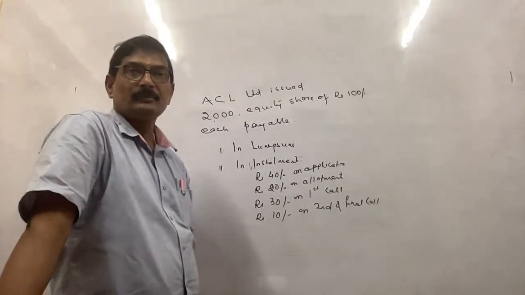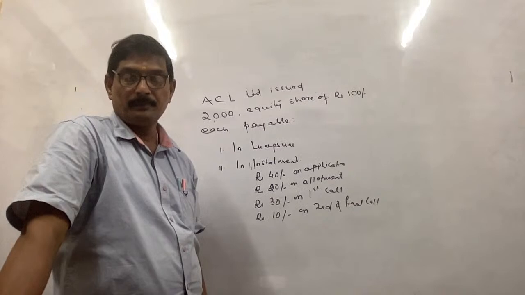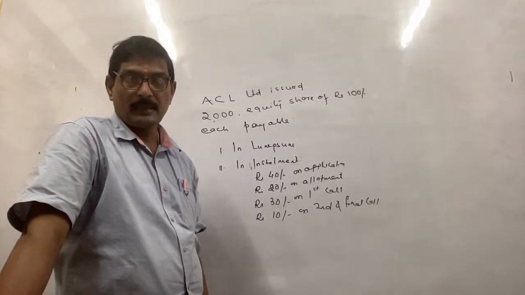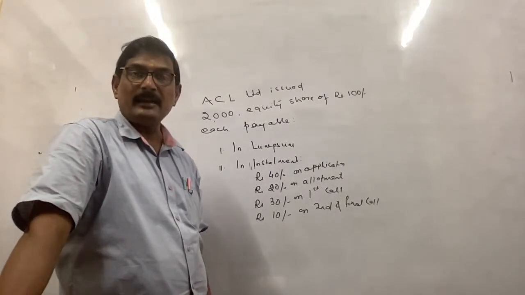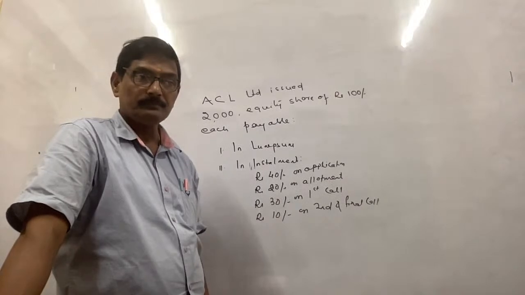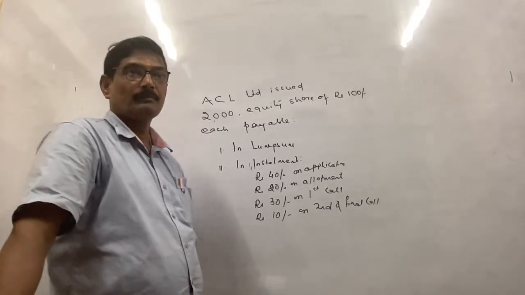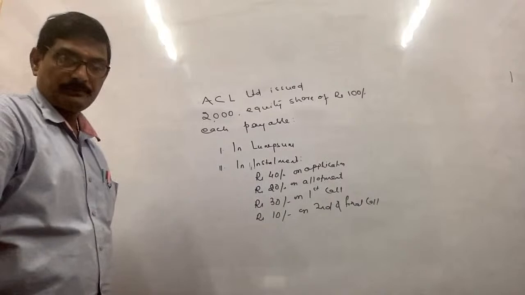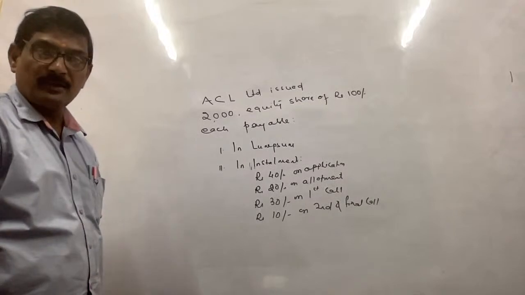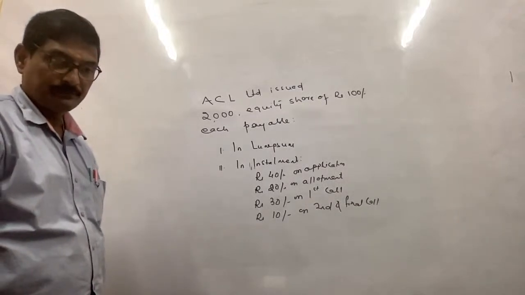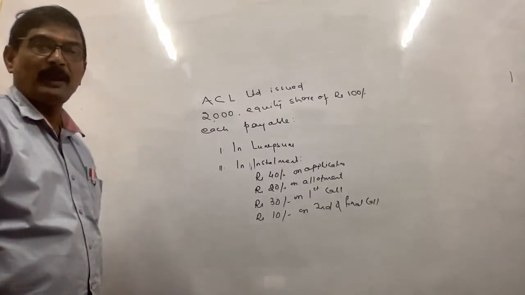And the last one, for share second and final call due, it will be share second and final call account debited to share capital, and for final call money received, the entry will be bank account debited to share second and final call account.